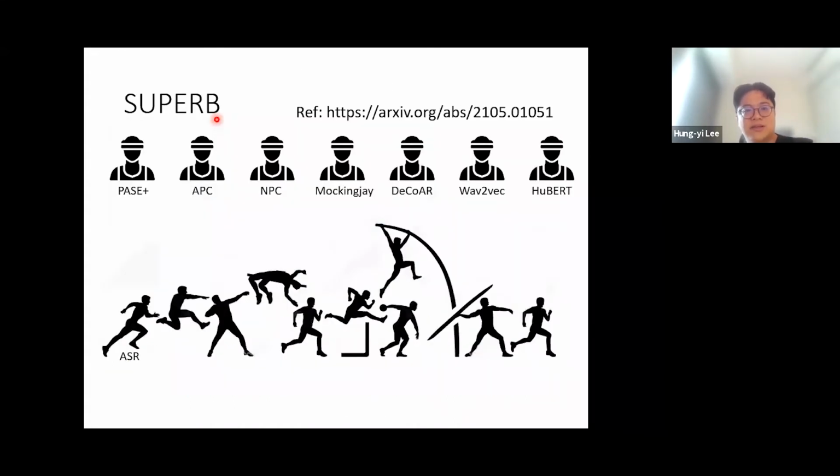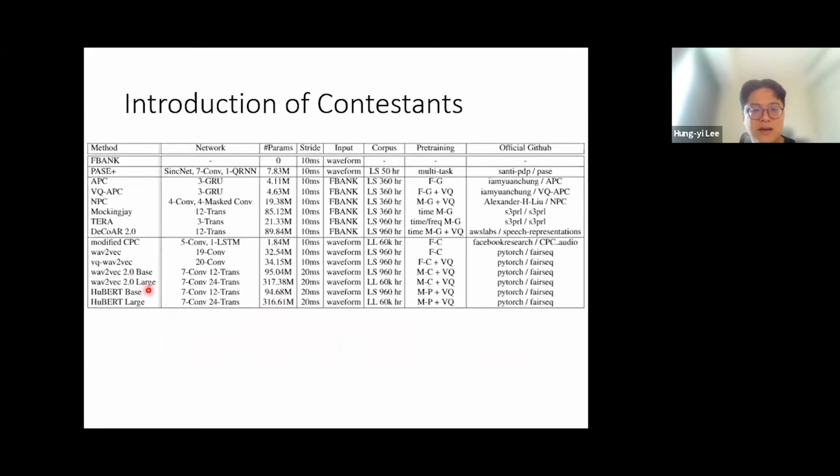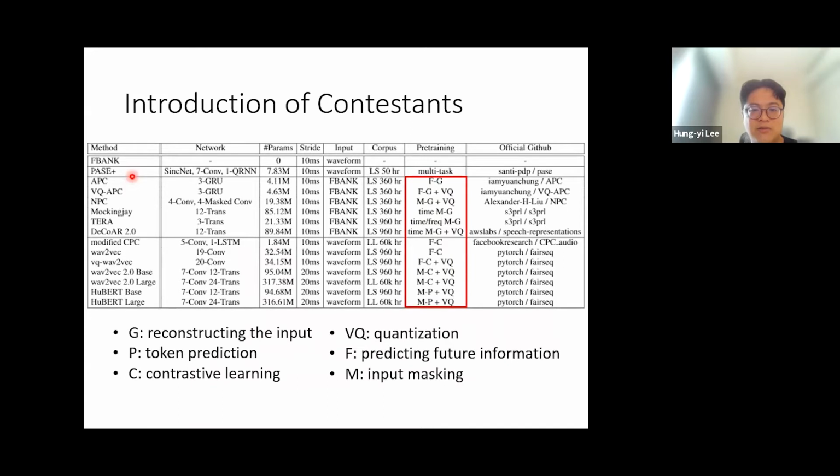Then in Superb, we are going to apply a wide variety of different models on many different tasks. So besides ASR, automatic speech recognition, we are going to apply the model on many different speech-related applications. So this is our contestant. So this is the self-supervised model we are going to evaluate.